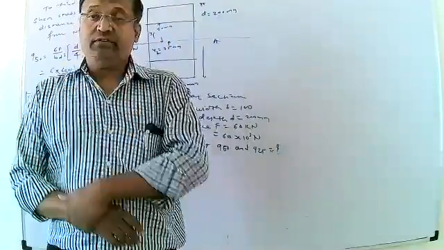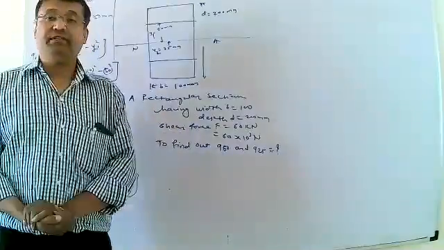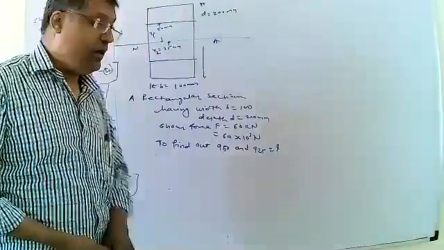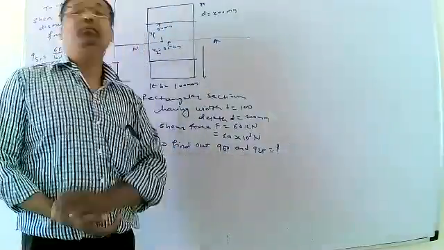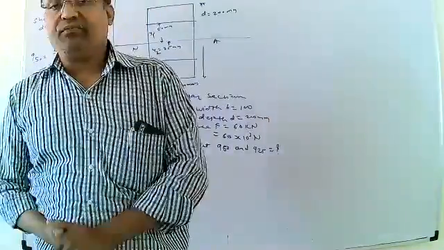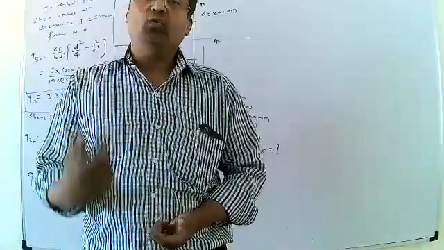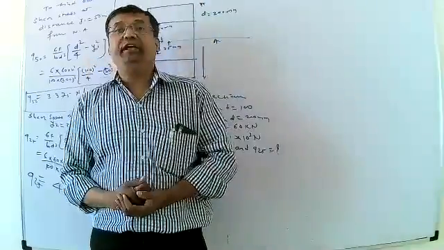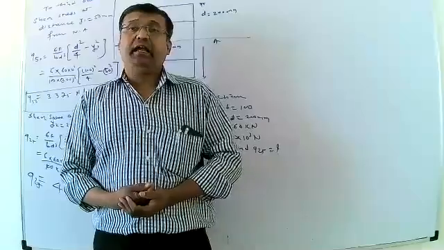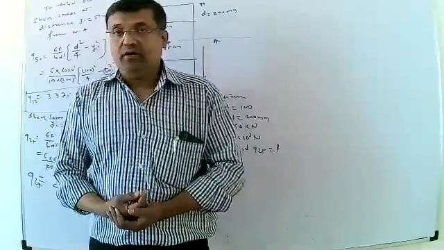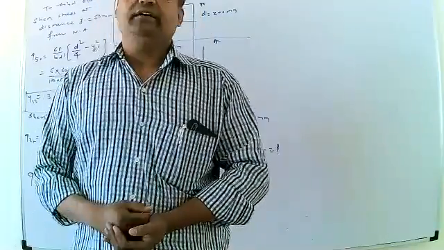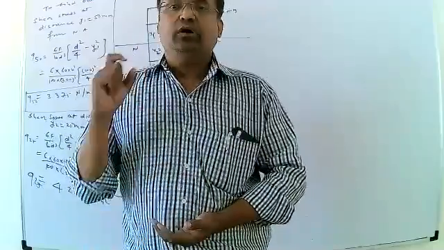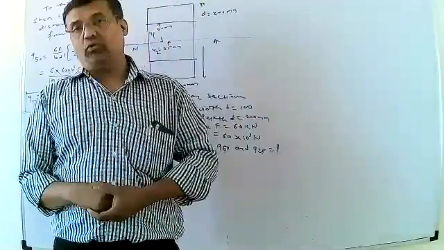One more thing is given. Shear force is given, represented by F, 60 kilonewton, meaning 60 into 10 raised to 3 newton. Then we find Q50 and Q25. What is the meaning of Q50 and Q25? It means how much shear stress is induced on the layer at a distance 50 mm above the neutral axis and 25 mm below the neutral axis, according to the data provided in the problem.